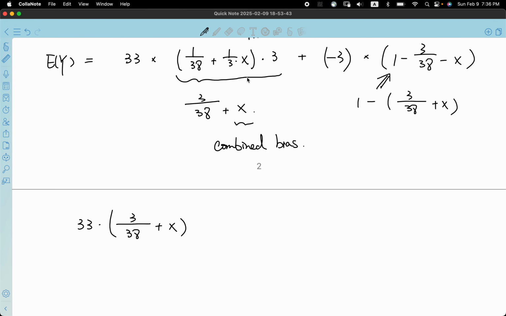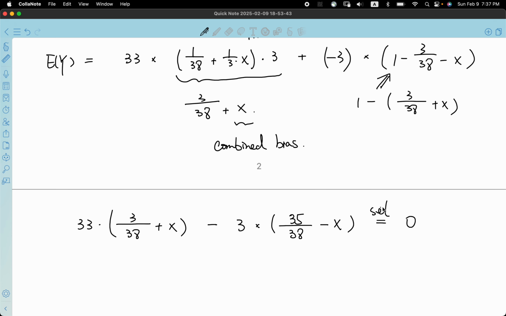Yeah, so I already multiplied the 3 inside here, minus the 3. So the minus sign is coming from here, multiply by 35/38. This is 1 minus 3/38, and then minus x. So this is the expected profit. We want to solve for x, so we want to set this equal to 0.